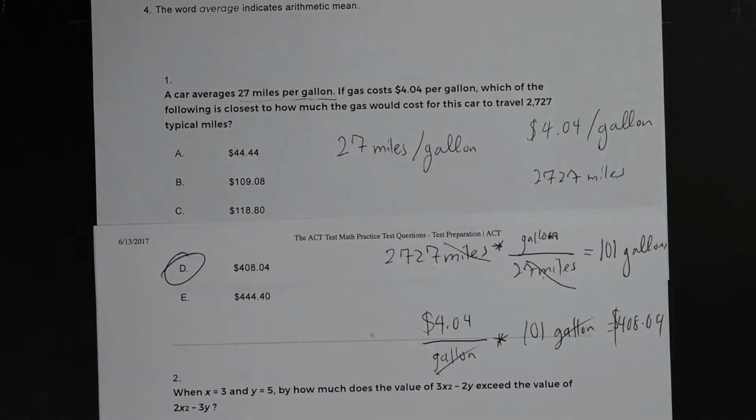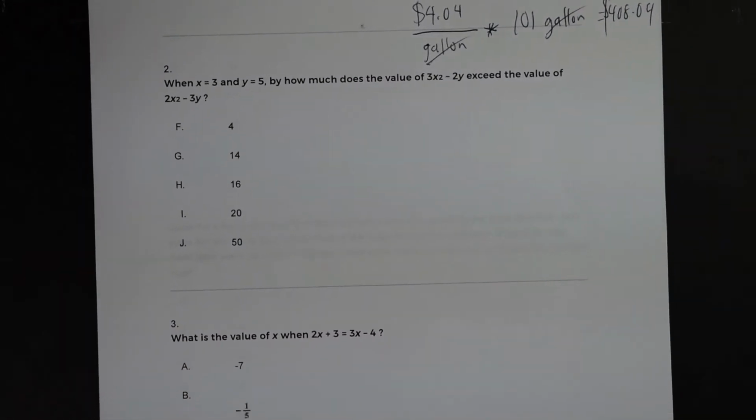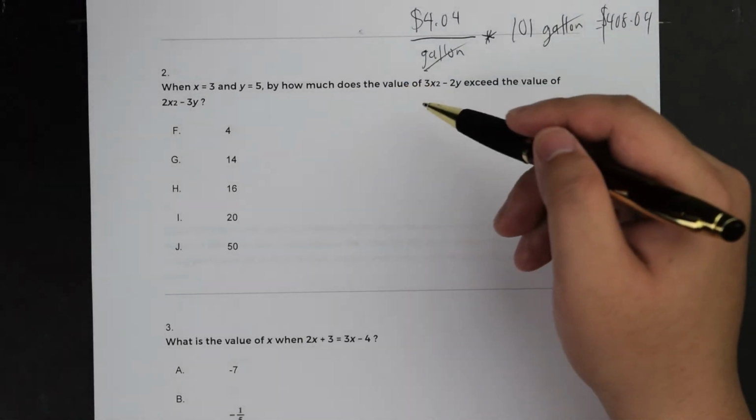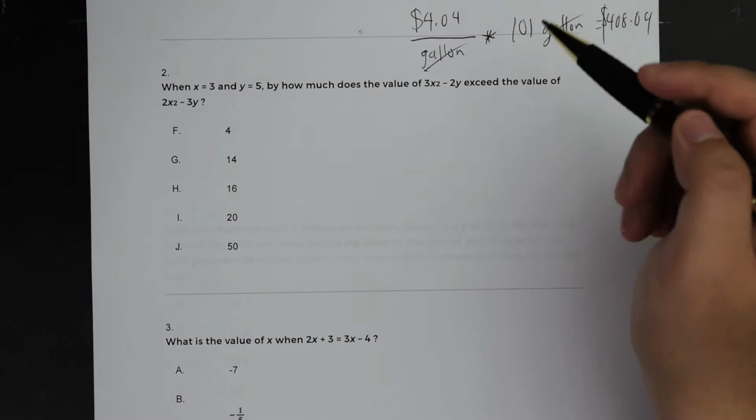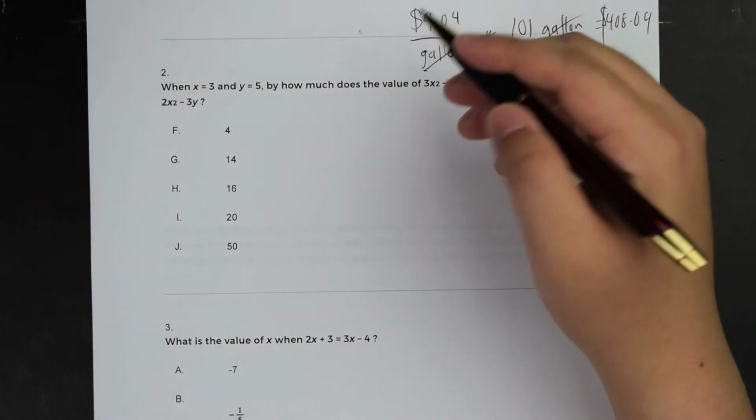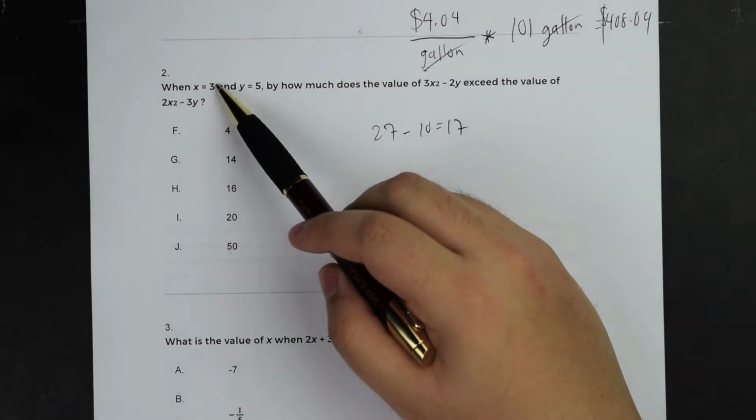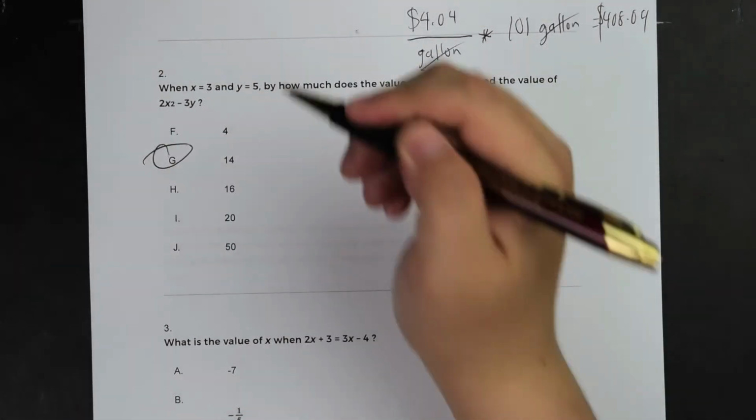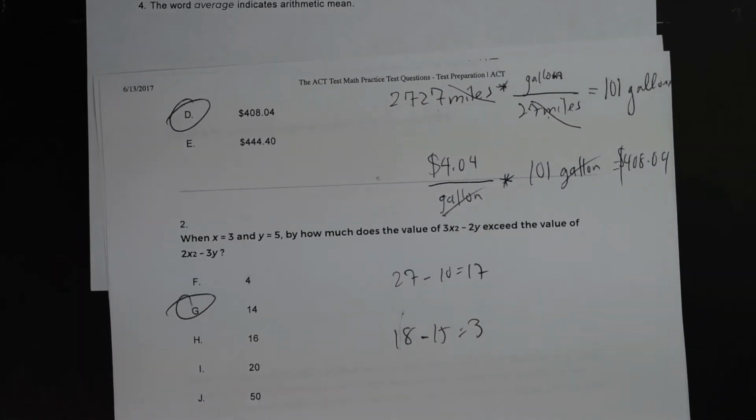Okay, and now to continue on to number 2. So I'm going to go ahead and move this up so you can see it. Number 2: when x equals 3, what is the value? So 3 times 3 is 9, 9 minus 10 equals 17. Okay, 13 minus 18, 18 minus 15 equals 3, so 14. For number 2, my final answer for this question is going to be G.